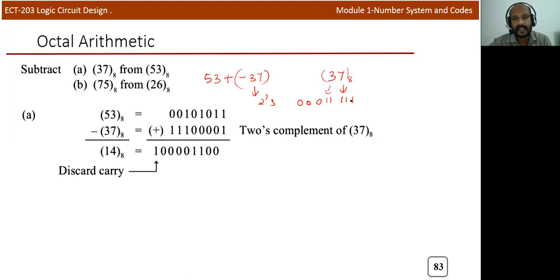This is the binary equivalent of 37 octal. Now we need to find the 2's complement of this. So we'll write it like this: first 1, then 0 0 0 1 1 1. This is the 2's complement representation, so actually we are getting minus 37 octal. After that we need to add. After addition, we know this will be the result, just like the symbol addition.